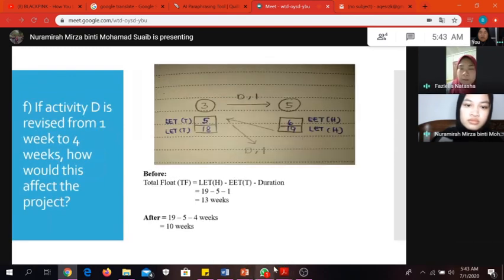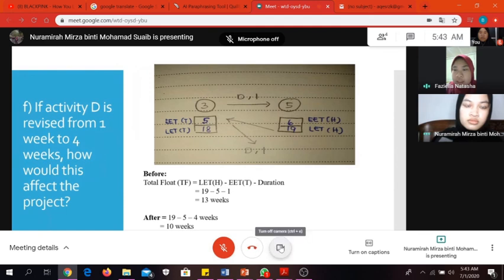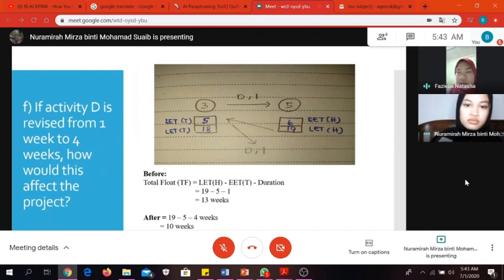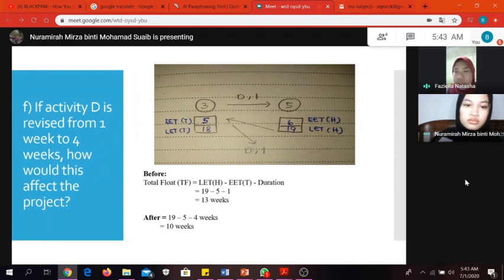So for question number F, if activity D is revised from 1 week to 4 weeks, how would this affect the project? Before, total float equals LET minus EET minus duration, which is 19 minus 5 minus 1, and we get 13 weeks. Then after that, we calculate 19 minus 5 minus 4 weeks and we get 10 weeks.